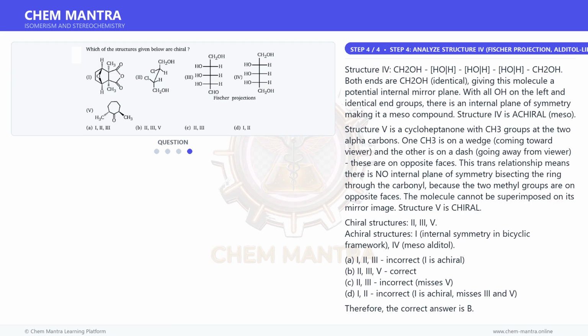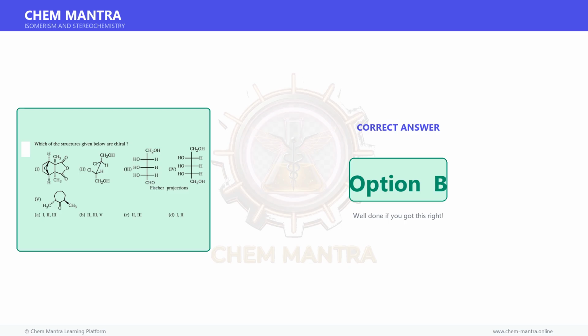Chiral structures: 2, 3, V. Achiral structures: I, with internal symmetry in the bicyclic framework, and 4, a meso alditol. Option A: I, 2, 3. Incorrect, I is achiral. Option B: 2, 3, V. Correct. Option C: 2, 3. Incorrect, it misses V. Option D: I, 2. Incorrect, I is achiral, and it misses 3 and V. Therefore, the correct answer is option B.